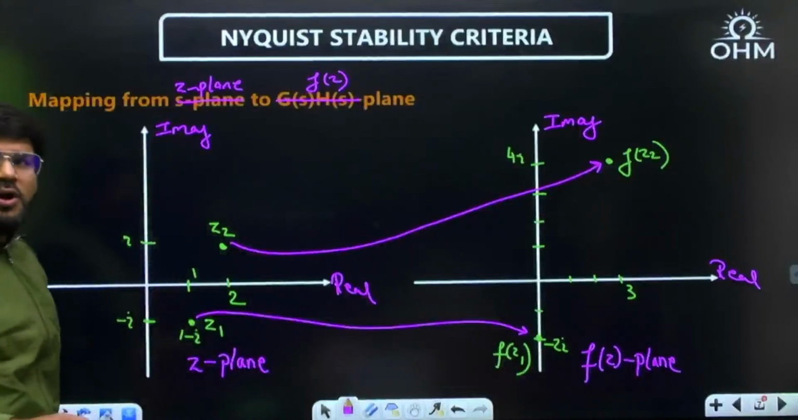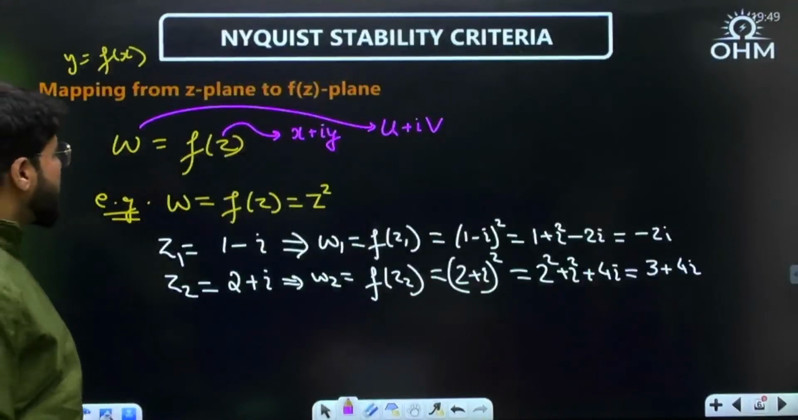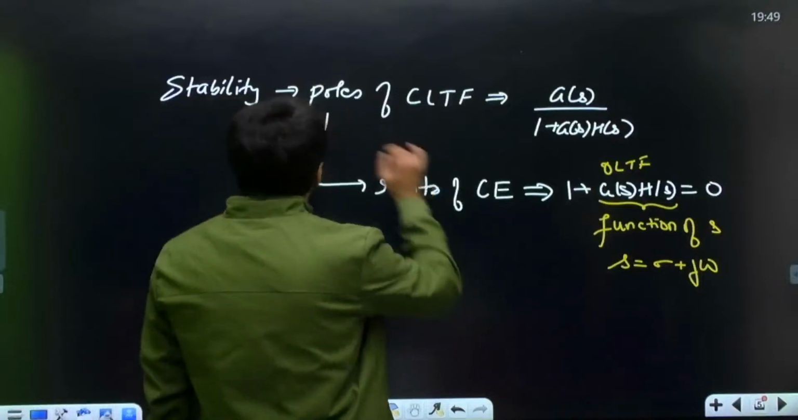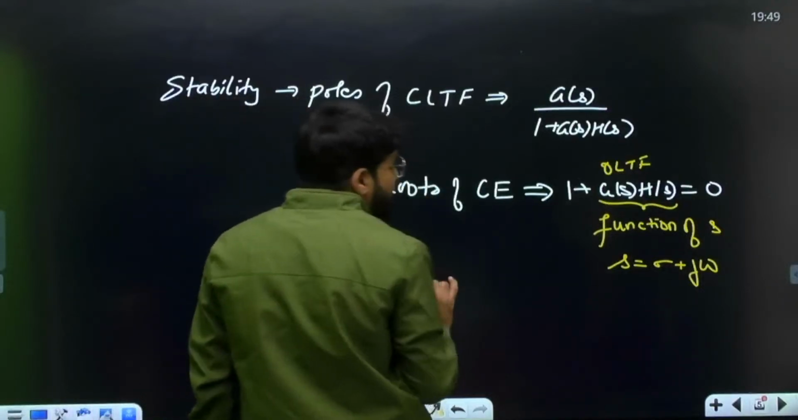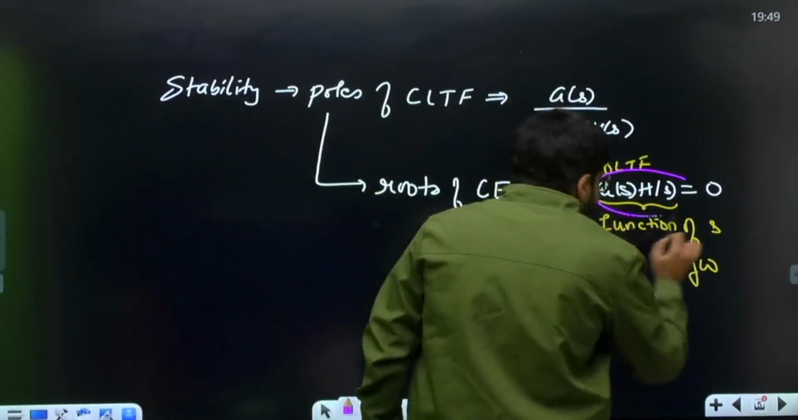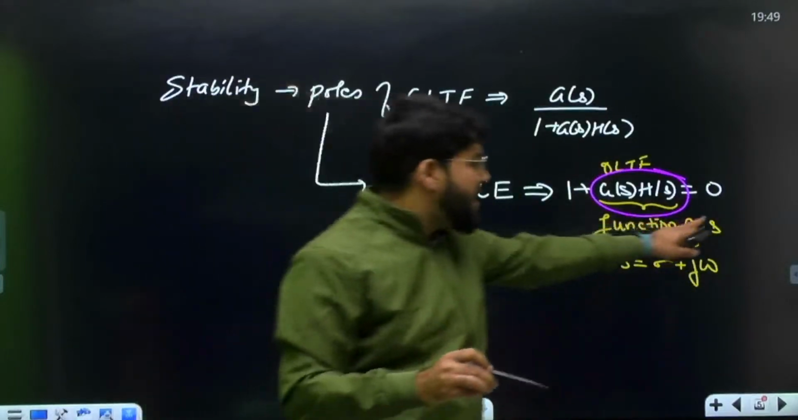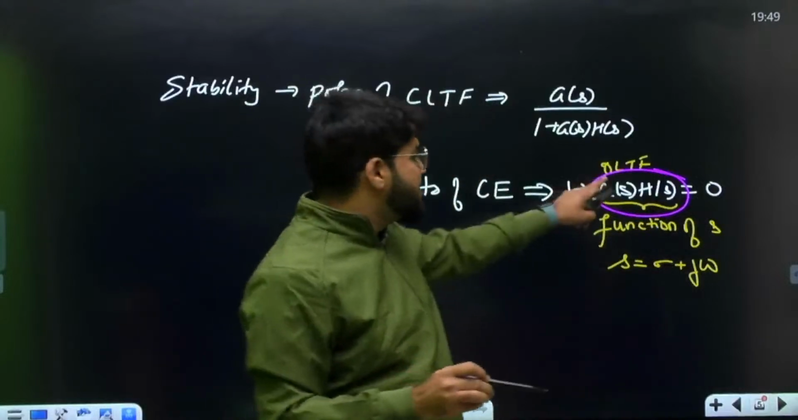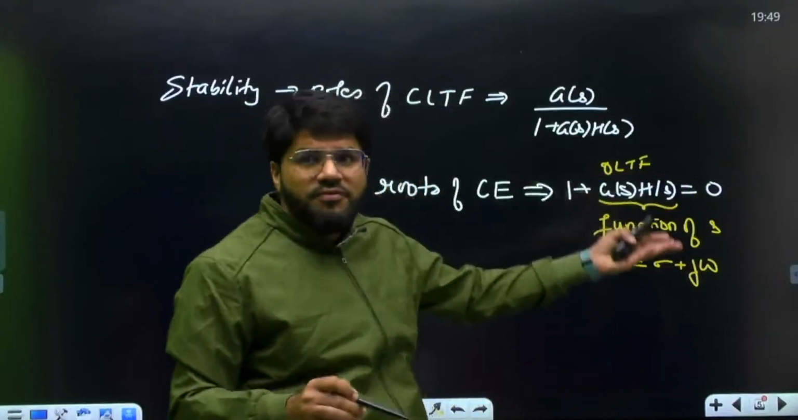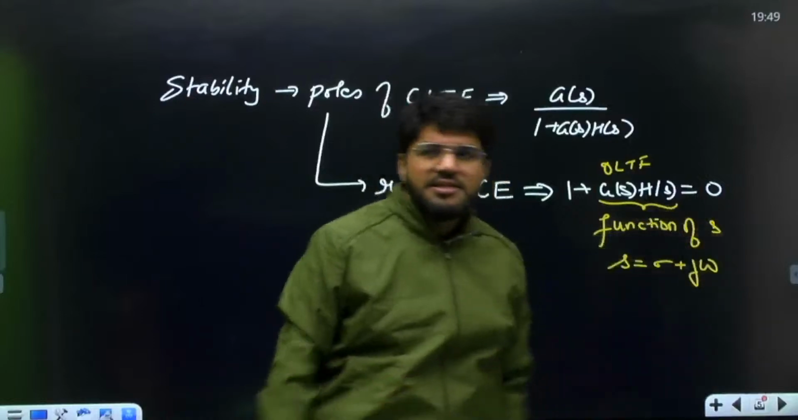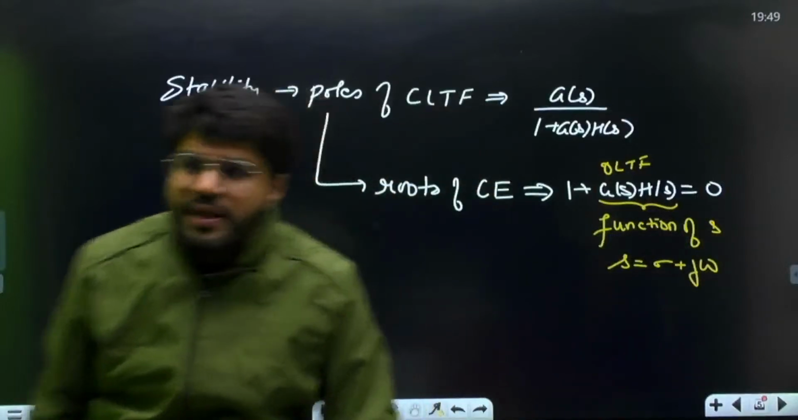Again going back to the control system theory, we know that stability depends on the roots of the characteristic equation, which is 1 plus G(s)H(s) equal to 0. What is G(s)H(s)? It is a function of s, and s is complex. Just like f of z, it is some function of the complex variable s.